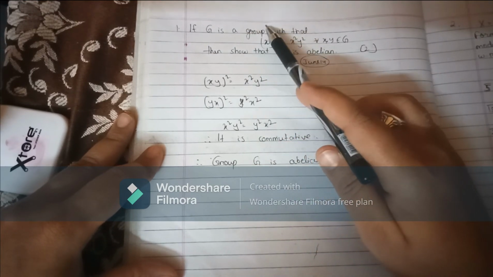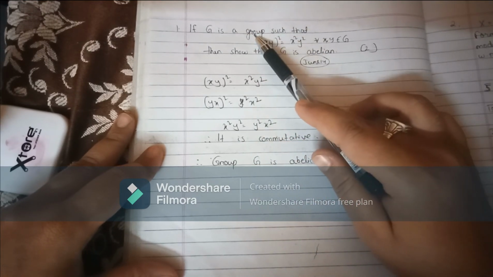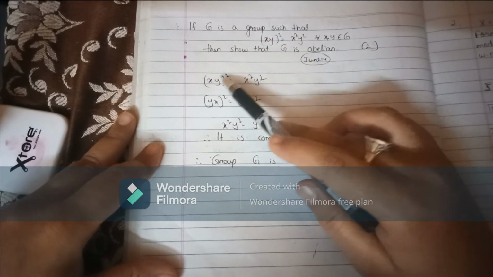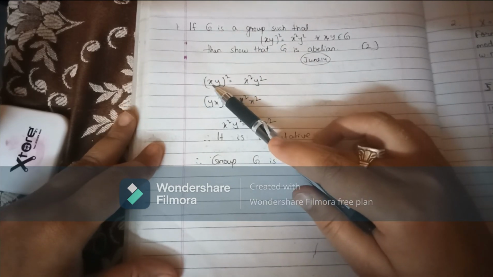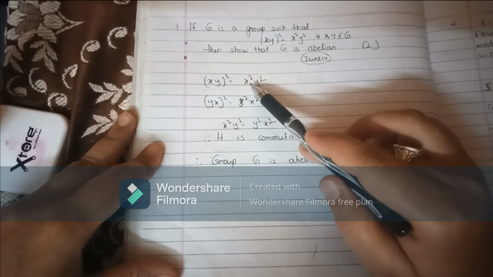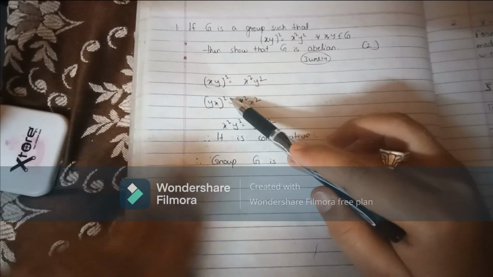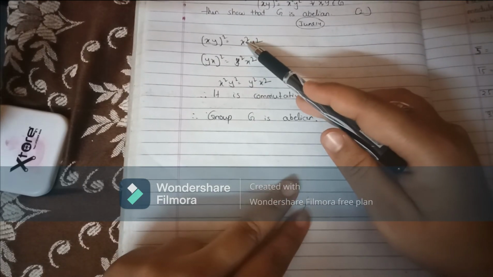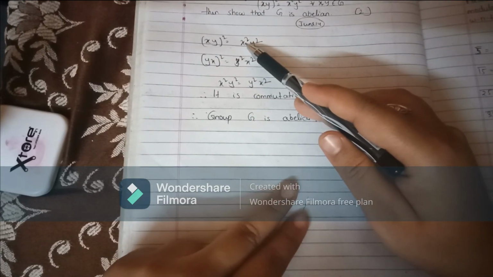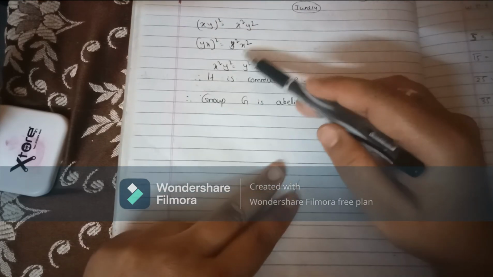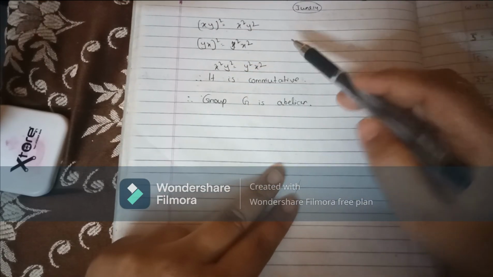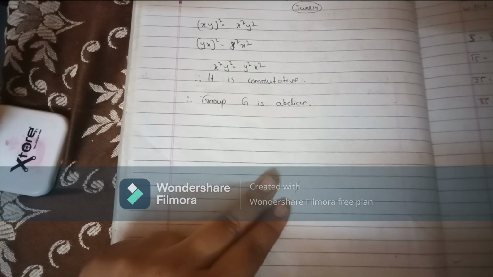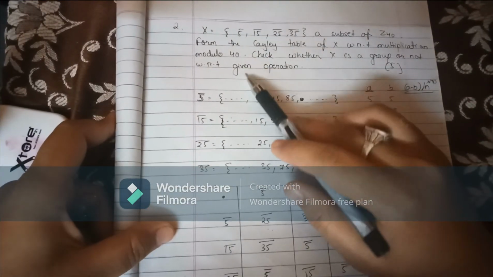Any group is called abelian if the group is commutative. It must satisfy the commutative property. So we will find the commutative property. xy whole square will give us x square y square, and yx whole square gives us y square x square. Now both will be equal, because square of any number will give us the same number, right? So x square y square is equal to y square x square, so it is commutative. Now group G is abelian.